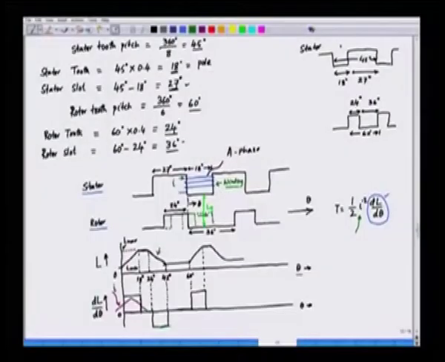So, if we plot dL/dθ, we see that it is alternately becoming positive, then 0, then for this region from 42 degrees to 60 degrees, again we have the minimum inductance region, then we have the further rise, the next pole is coming under the stator. So, this is a periodic waveform, and dL/dθ is also periodic with θ, the rotor angle.